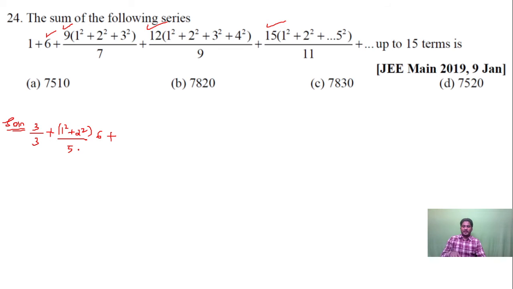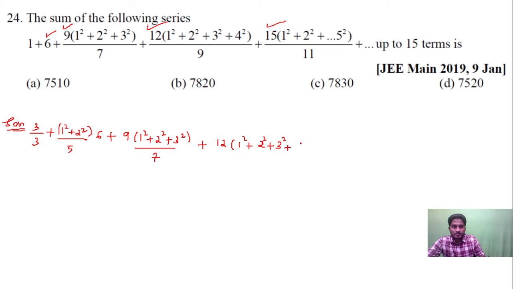5 upon 5 will cancel. You get 6 only. Now this is 9 into 1 square plus 2 square plus 3 square divided by 7. Similarly, you get 12 into 1 square plus 2 square plus 3 square plus 4 square, upon 9, and so on. This will continue up to 15 terms.